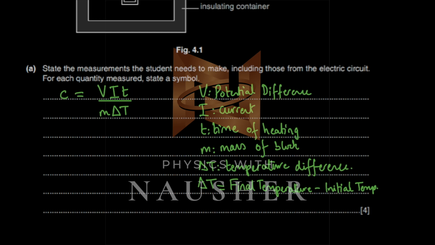So V is potential difference, I is current, t is the time for which you heat it, m is the mass of the block, the aluminum block that you're using, ΔT is the temperature difference, and I've explained what temperature difference is. It's the final temperature minus the initial temperature. You just make this list and you'll get the 4 marks.